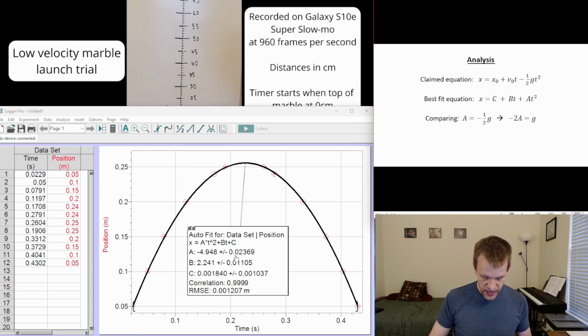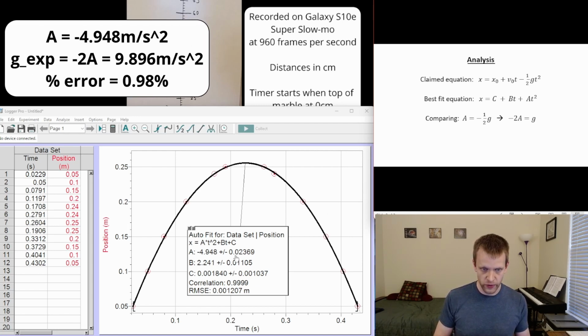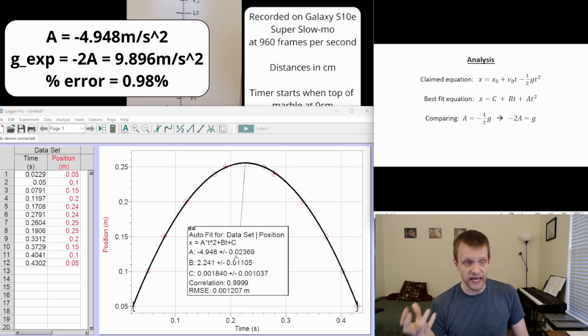Well, our value for A was negative 4.948. And if I multiply that by 2, I get basically 9.90 for our value for the gravitational acceleration. The value for little g that we were expecting was 9.8. We got 9.9 out of this, 9.90.